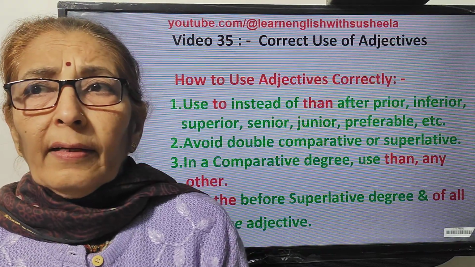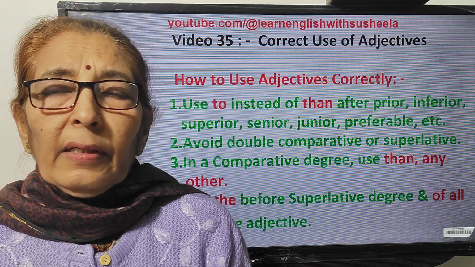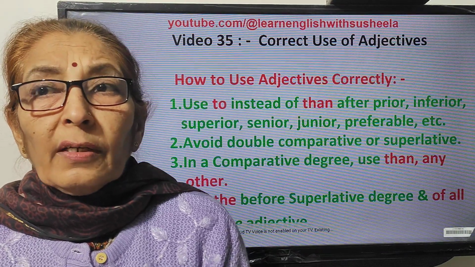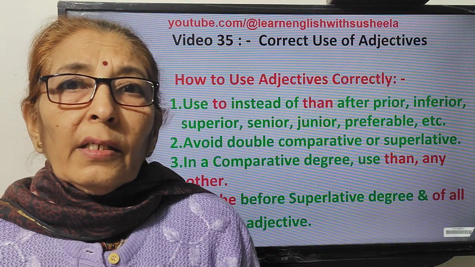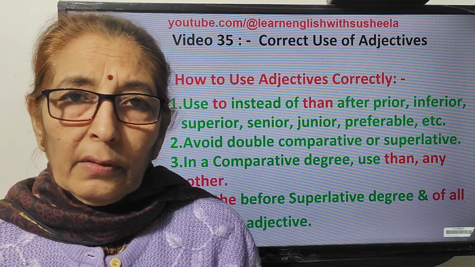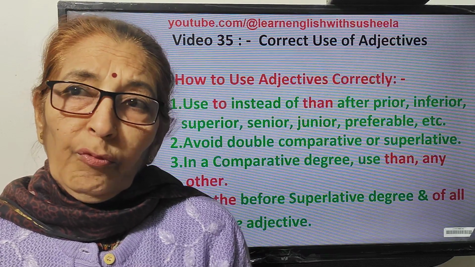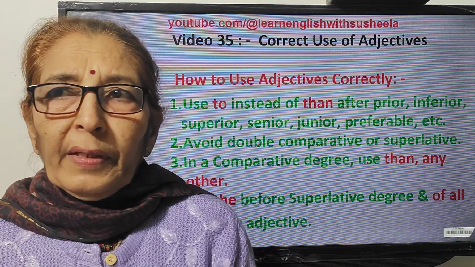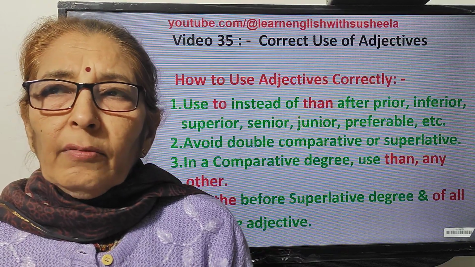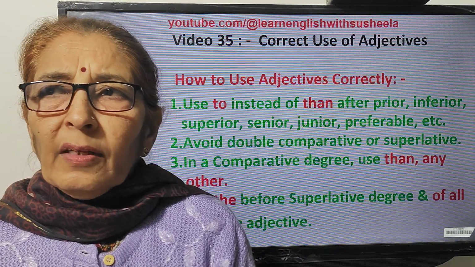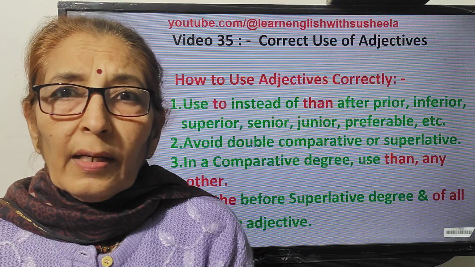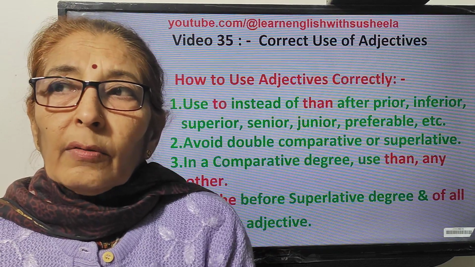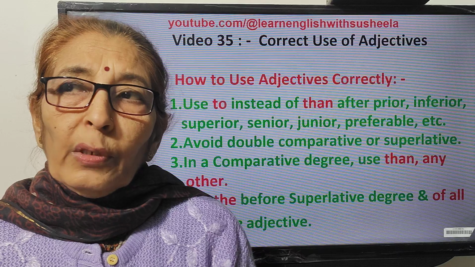Then avoid double comparatives or superlatives. We are not to use double forms. For example, we say he is more abler. Here it is a double comparative: if we are using abler, then we are not to use more. In the same way in the superlative also, the same example, most ablest. There also double superlatives are present, and we have to use only one.